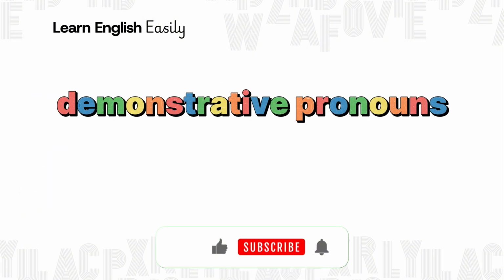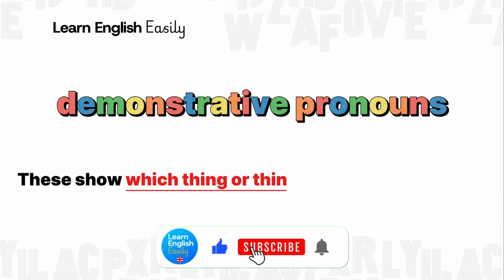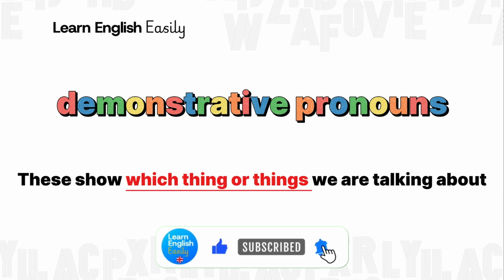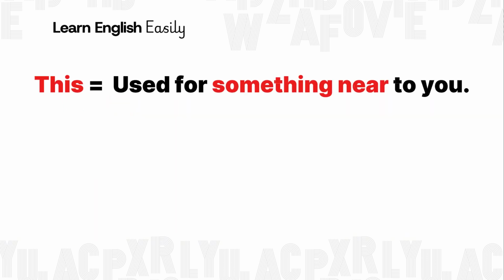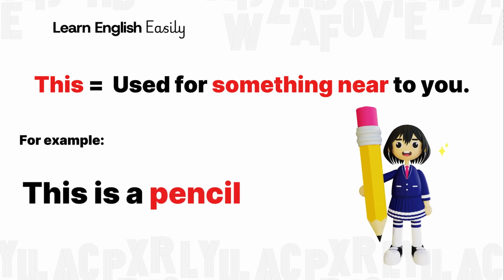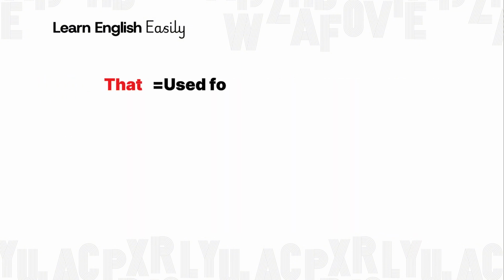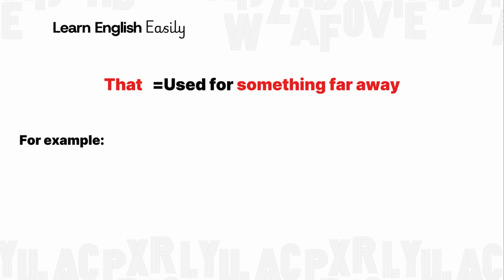Finally, let's look at demonstrative pronouns. These show which thing or things we are talking about. This, used for something near to you. For example, this is a pencil. That, used for something far away. For example, that is my bag.